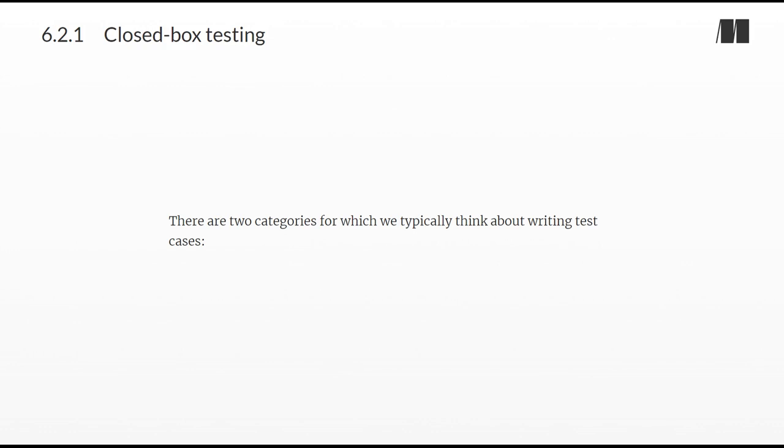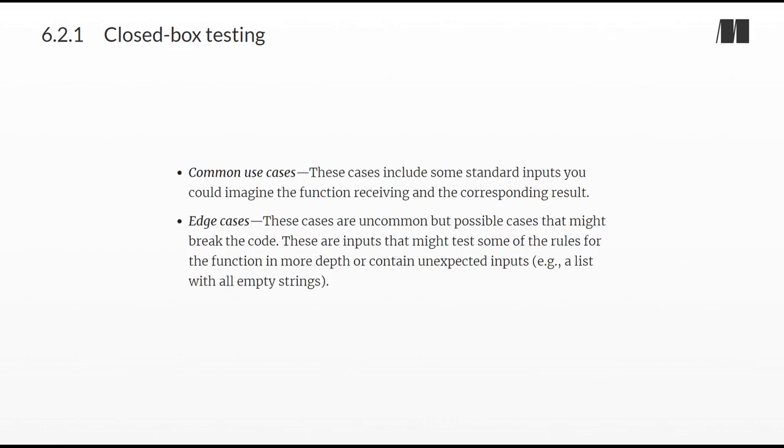There are two categories for which we typically think about writing test cases. Common use cases. These cases include some standard inputs you could imagine the function receiving and the corresponding result. Edge cases. These cases are uncommon but possible cases that might break the code. These are inputs that might test some of the rules for the function in more depth or contain unexpected inputs, for example, a list with all empty strings.